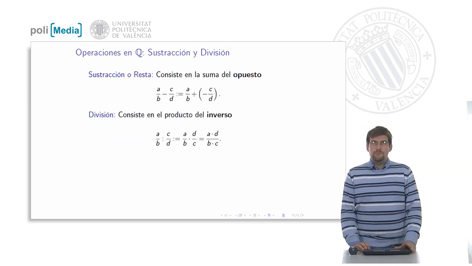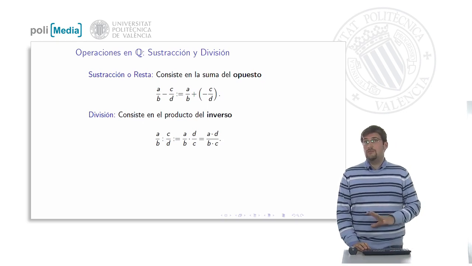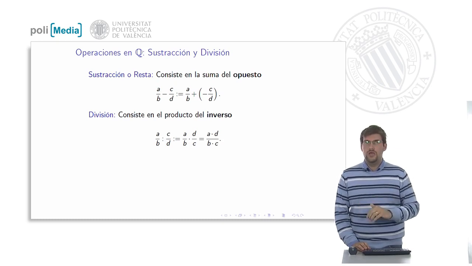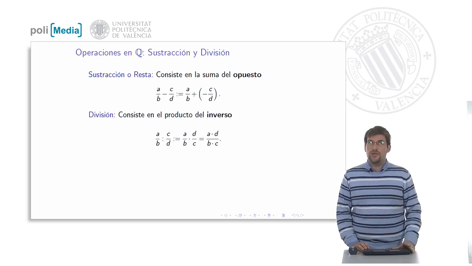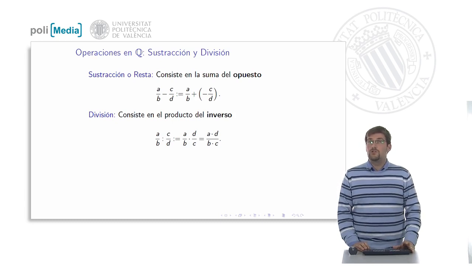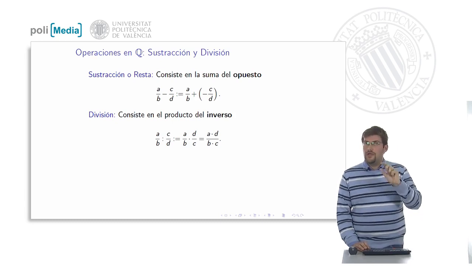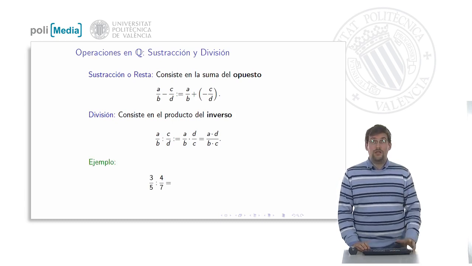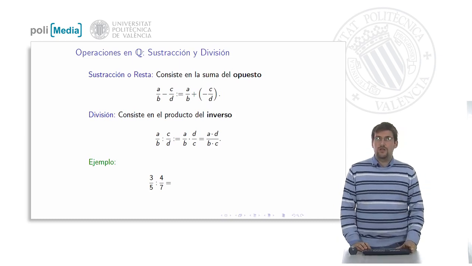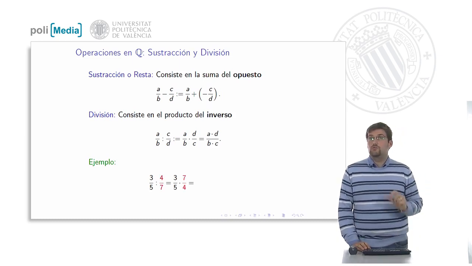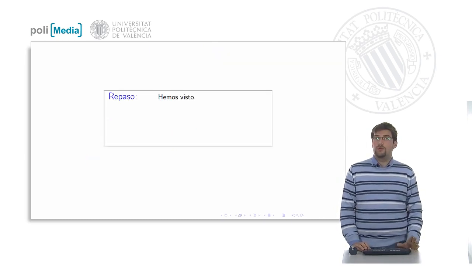The division is exactly the same. To define division, we multiply by the multiplicative inverse. So if I want to divide a divided by b by c divided by d, what I do is multiply by d divided by c. We reverse the order. Here's another example. 3/5 divided by 4/7 would essentially be 3/5 times 7/4. We reverse the fraction and we get the result.